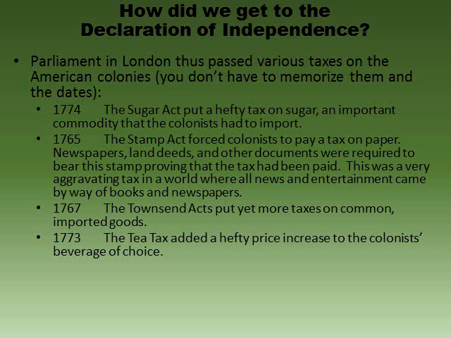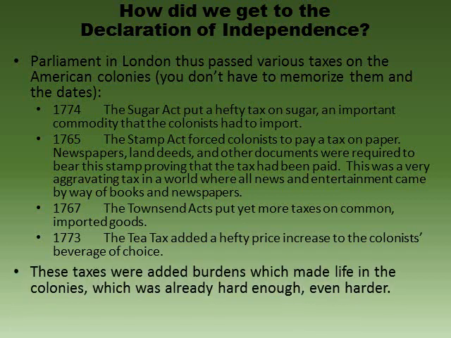Then the colonists liked their tea, and they couldn't grow their own, of course. It's kind of a tropical crop. And so in 1773, the tea tax was added, which put a hefty price increase on tea. And so again, that served to tick them off and make their lives a little bit more miserable.